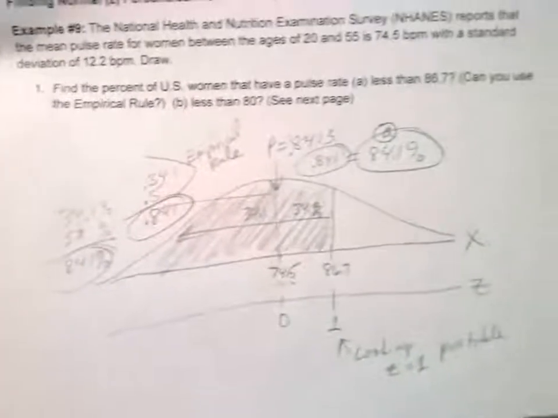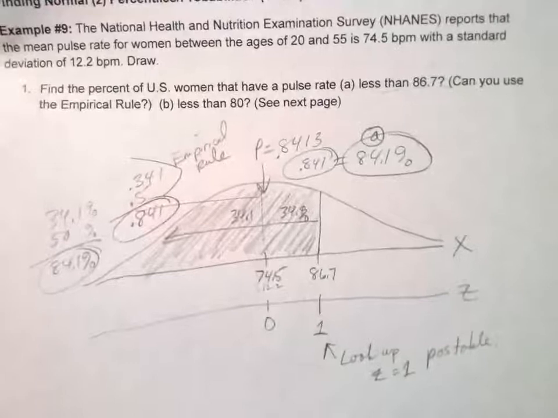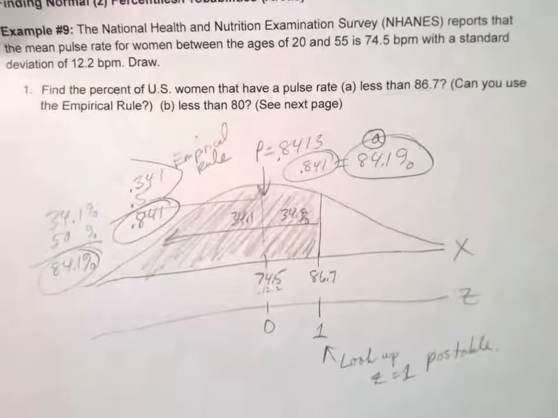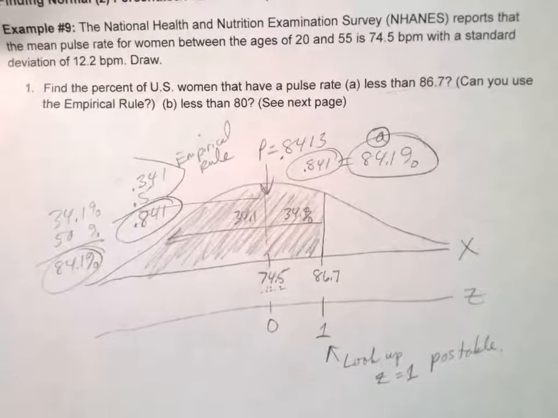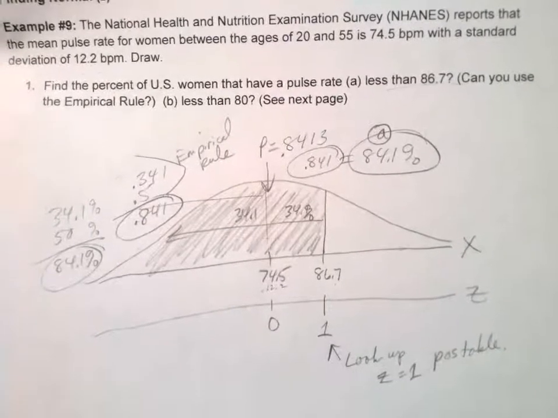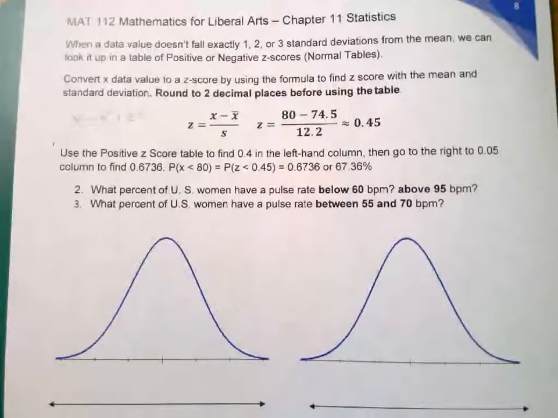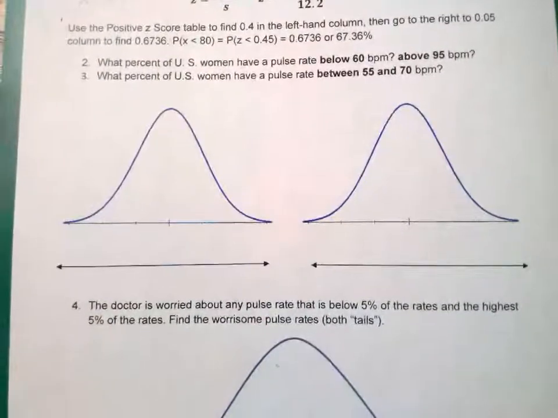on page 7, example number 9 started out with this examination series on women's ages from 20 to 55 with a blood pressure measurement of. Okay. And we looked up that one. That was number 1. Number 2 says, what percentage of women have a pulse rate below 60 and above 95? So we're keeping all the same numbers from the one before. So let me put these numbers back on this scale here.